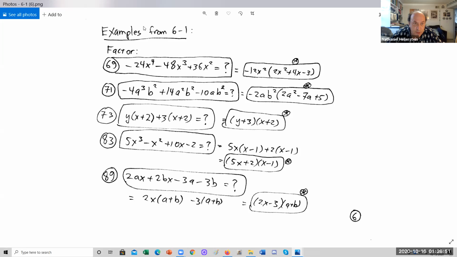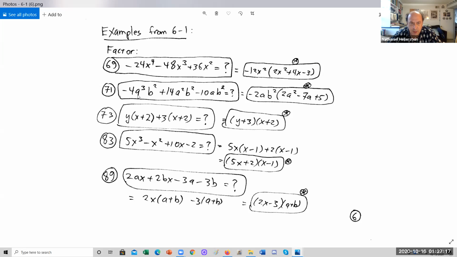A bunch of examples. Minus 24x to the fourth minus 48x to the third plus 36x squared. Well, 24, 48 and 36 have a common factor of 12, and we'll pull out a negative 12. X to the 4, 3, 2, the lowest power is 2, so we pull out a negative 12x squared. That divided into each of these terms leaves 2x squared plus 4x minus 3.